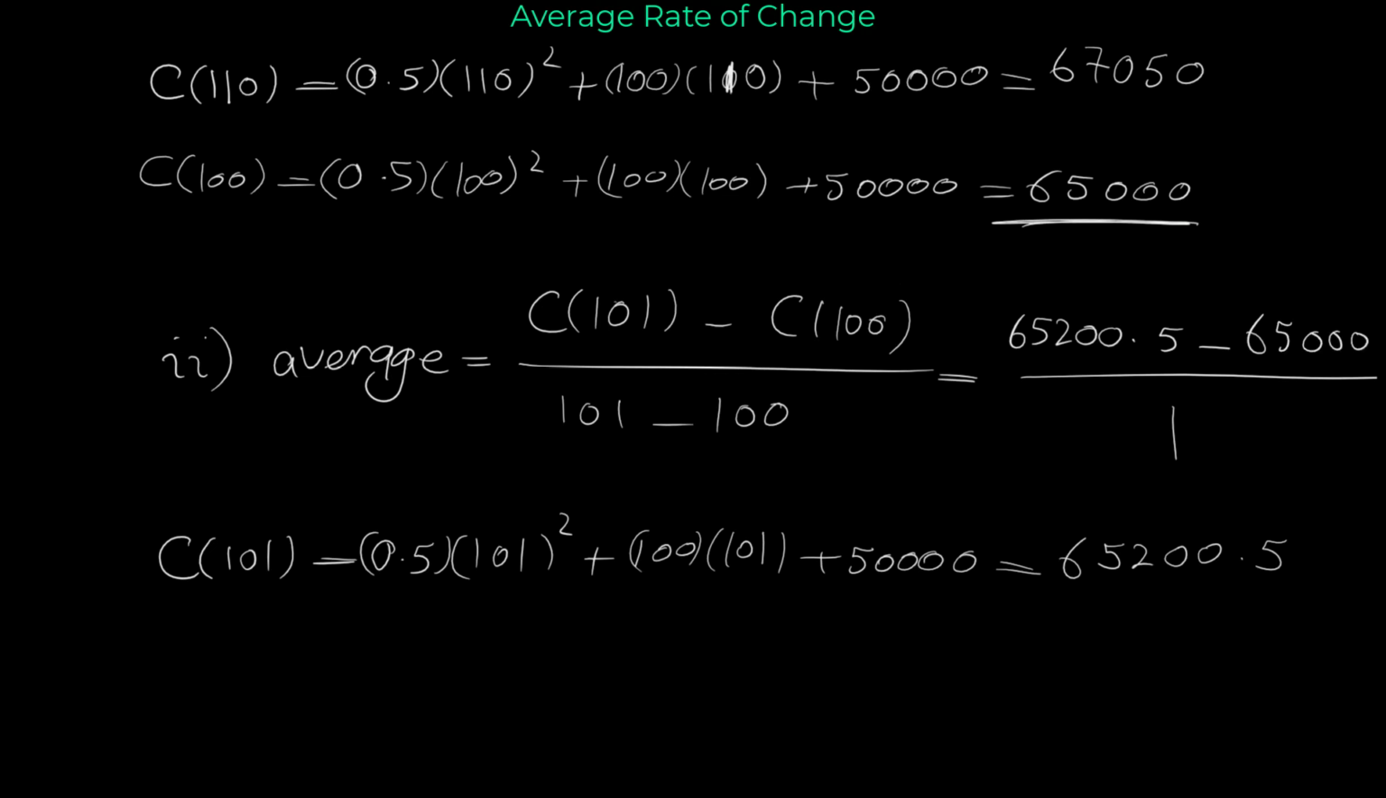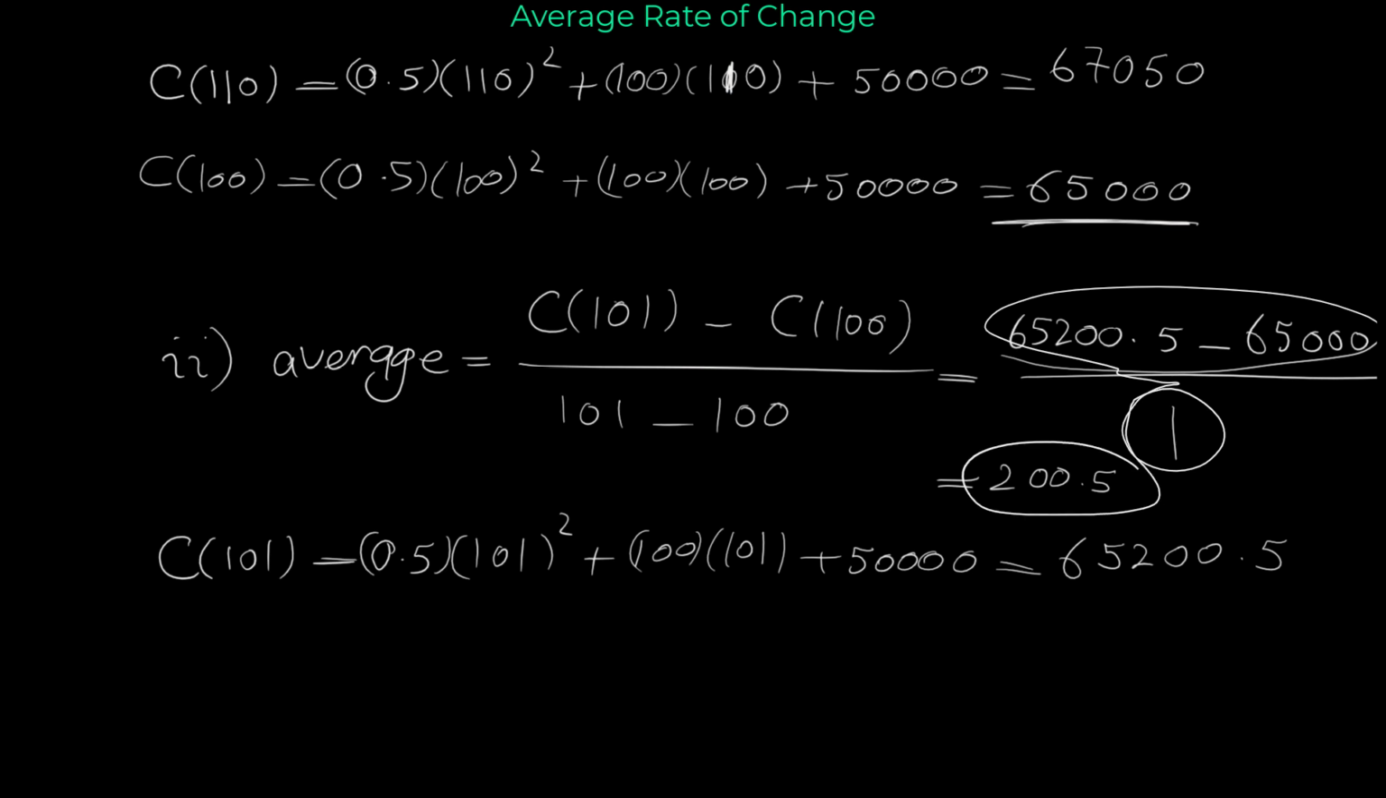If you subtract these two values, this shows that the average rate of change of cost would be, let me write down the answer here, 200.5. When you subtract these two values and you divide by 1, this shows the average rate of change of the cost with respect to x, and x is the units.